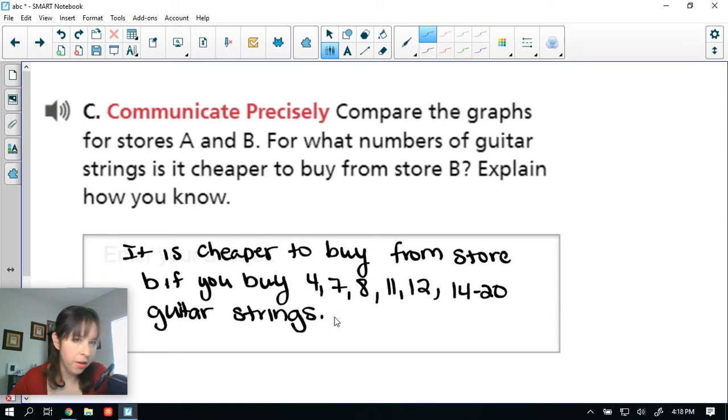Right, and you could compare the graph. We saw the compare on the graphs, so that's how you know. So you could compare the graphs and see when the price for the guitar strings is less for store B than it is for store A. So this concludes our model and discuss.